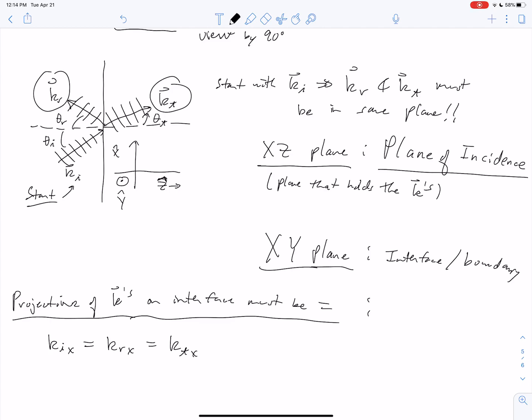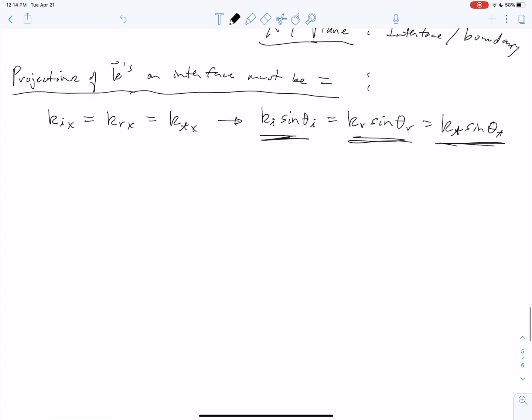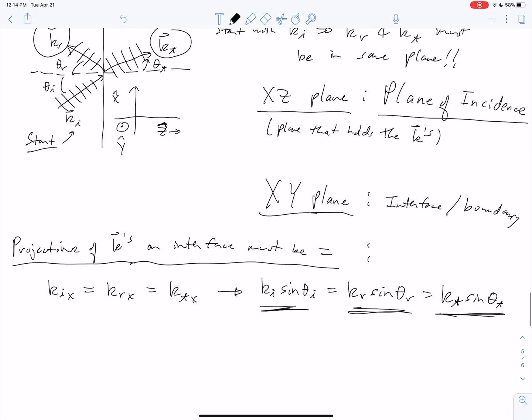Now I have all these angles, so this tells me that the X component of the incident wave vector, Ki sine theta I, has to equal the X component of the reflected wave vector, Kr sine theta R, which equals the X component of the transmitted wave vector, Kt sine theta T. And this is all coming from that phase matching condition. So this is really profound. This is a really big deal.